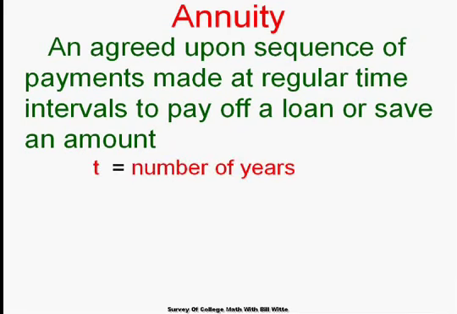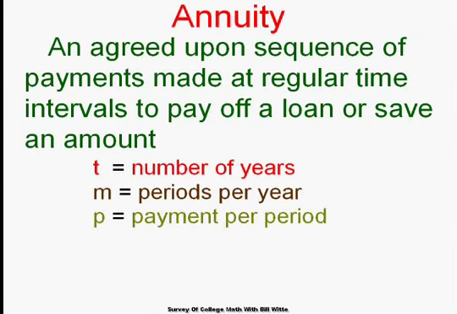We'll let T, as usual, be the number of years. M will be the periods per year. For instance, monthly, M would be 12. Okay, we worked with that before. P is going to be the payment I make per period. So in this case, we were paying $100 a month. That's a new one now. Your payment per period, your regular payment, the little p.